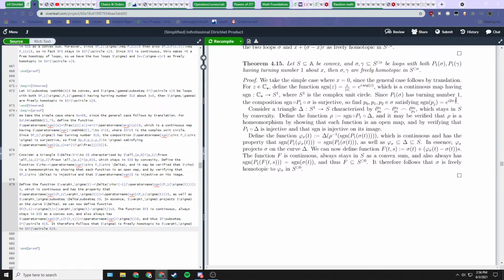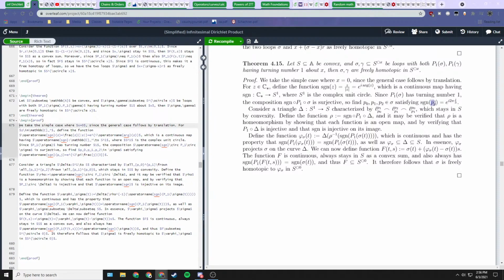Since our projection P1 of sigma has turning number 1, this composition, the sign of the projection of sigma, has to be surjective. So we have to hit every orientation, because we're doing this full loop around 0. Since it's surjective, we can find these points P0, P1, and P2. These will be points on the image of sigma, the curve, which satisfy the property that the sign of P sub j is e to the power of i 2 pi j divided by 3. Essentially, we just want to find three points in our curve sigma, but really what we want is that they have to be in S.